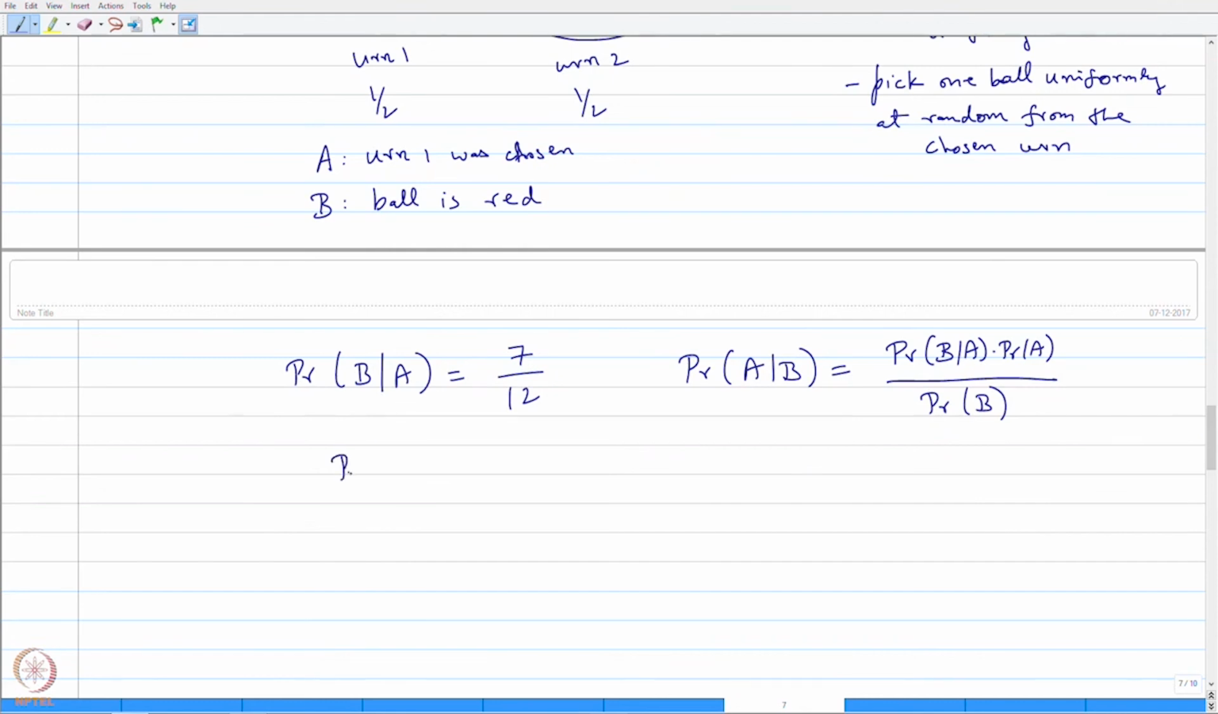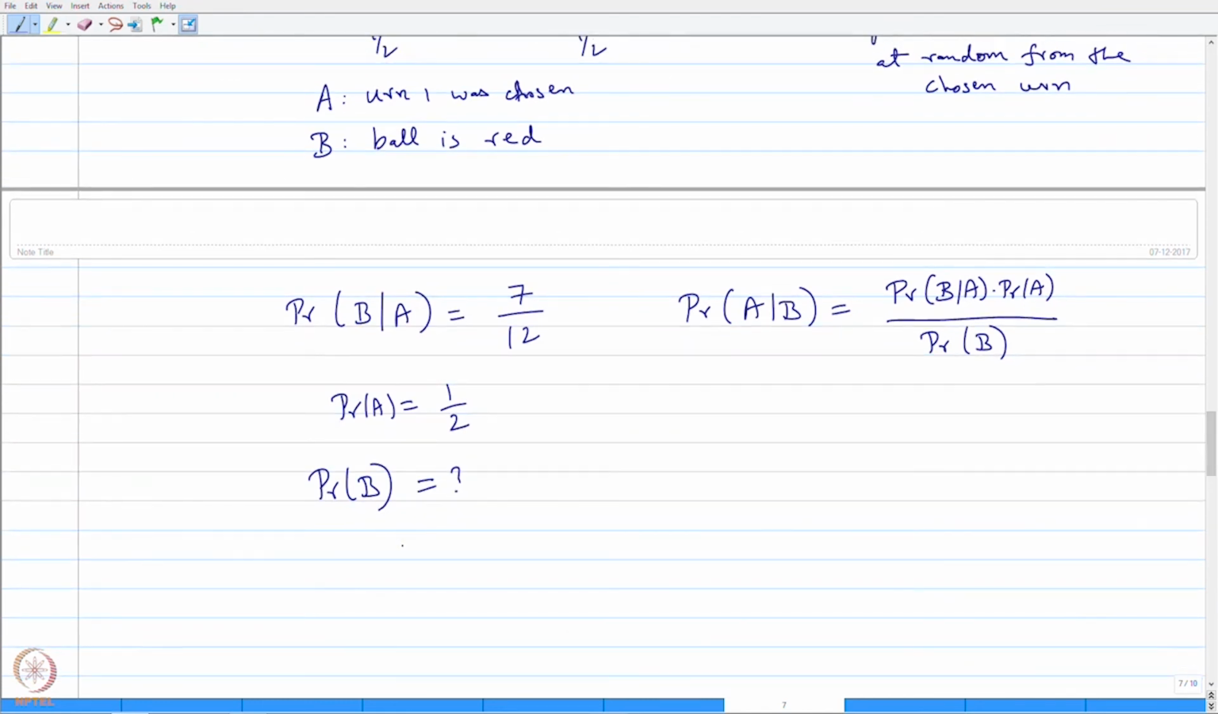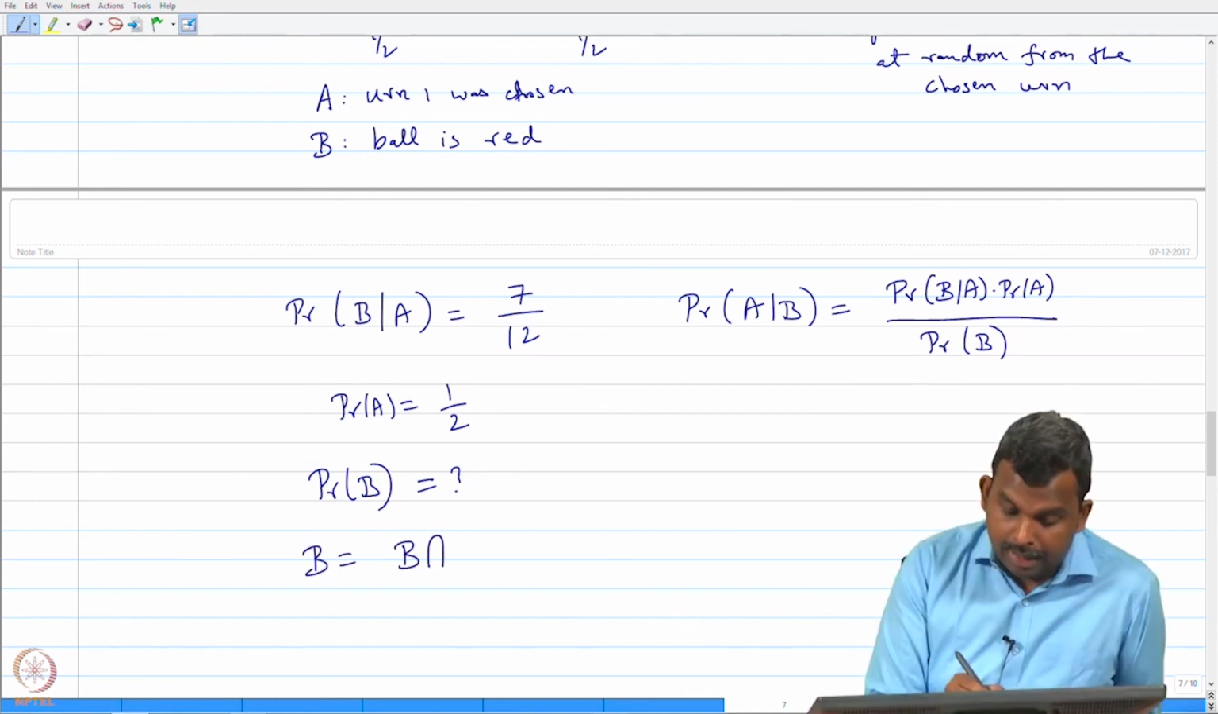What is probability of A? Urn 1 being chosen is 1 by 2. What about probability of B? For probability of B, one needs to do the following conditioning. You have to condition on the event of which urn was chosen in the first round. So you can write B as B intersect A, where A is urn 1 was chosen, and then you union it with B intersect A complement.